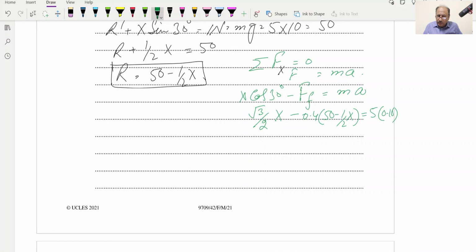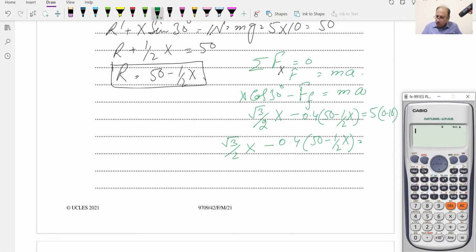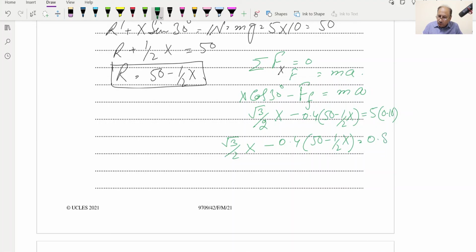This will be, we will be multiplying under root 3 by 2x minus 0.4 into, otherwise what we can do, we can keep as it is, into 50 minus 1 by 2x, and this is equal to 5 into 5 multiplied by 0.16, and this is equal to 4 by 5, or we can write 0.8. So 0.8 we are writing over here.